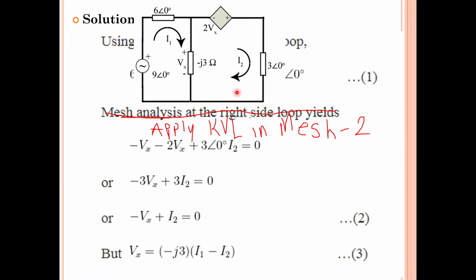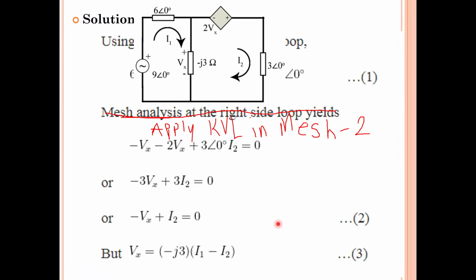Whatever you consider, you may get a negative value, but the magnitude will not change. 5 minus 2 is 3, 2 minus 5 is minus 3. Magnitude is 3 itself, only the sign has changed. So even if you write I2 minus I1 or I1 minus I2, it doesn't matter. So Vx is nothing but the voltage across minus J3. That equation I have written here and considered as equation number 3. Now you can substitute 3 in 2.